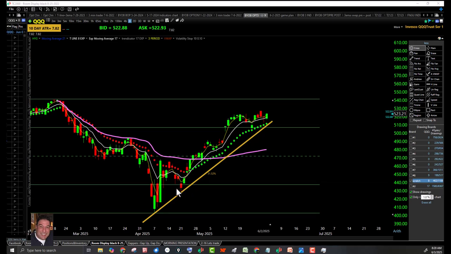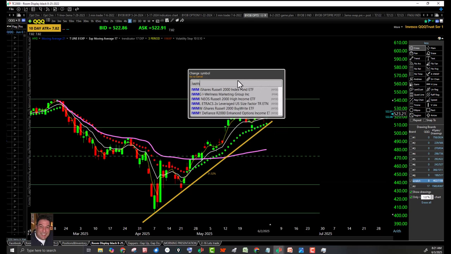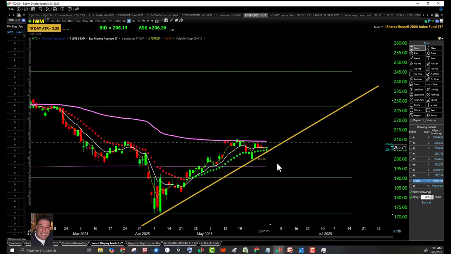All right, and we're in an uptrend because we made a higher low and a higher high. So here's a high, we made a higher high. Here's a low, we made a higher low. Okay, so that's an uptrend right there. All right, let's go take a look at IWM. Okay, IWM a little bit different.